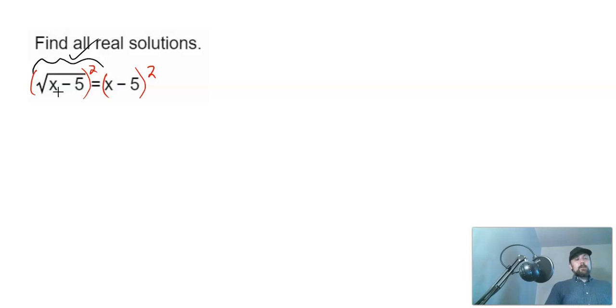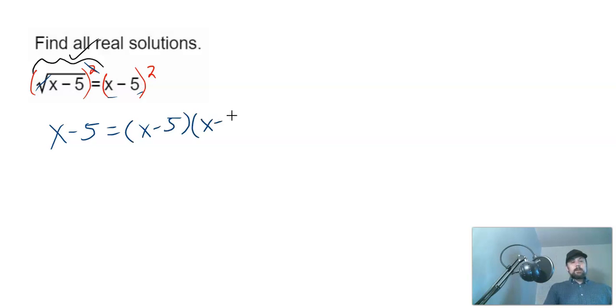On the left-hand side, the square root cancels out the power of 2, and we just get x minus 5. On the right-hand side, we've talked about this in some of the previous videos for chapter 1. You cannot distribute the exponent of 2 when you are adding or subtracting. You cannot distribute it to terms. So what we have to do here is take the x minus 5 and multiply it by itself twice. That's the definition of raising something to the second power. You want to multiply it by itself twice.